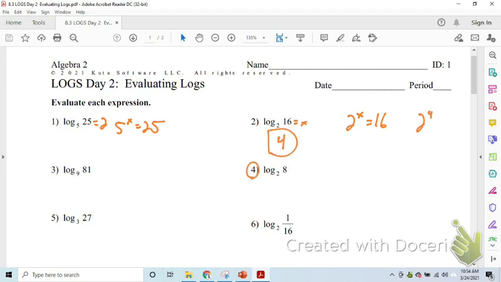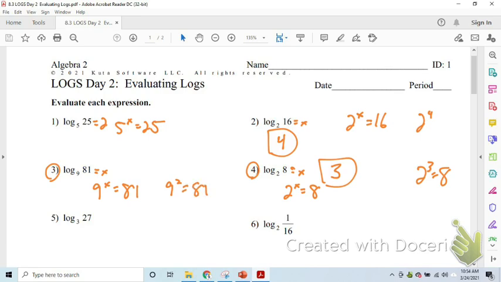Number 4, let's set this equal to x. So 2 to the x is equal to 8. I know 8 is the same thing as 2 to the third. So that's why it's going to be 3. All right. With number 3, if I set that equal to x, this would be 9 to the x is equal to 81. Well, I know 9 squared is equal to 81. So that's why it's going to be 2.